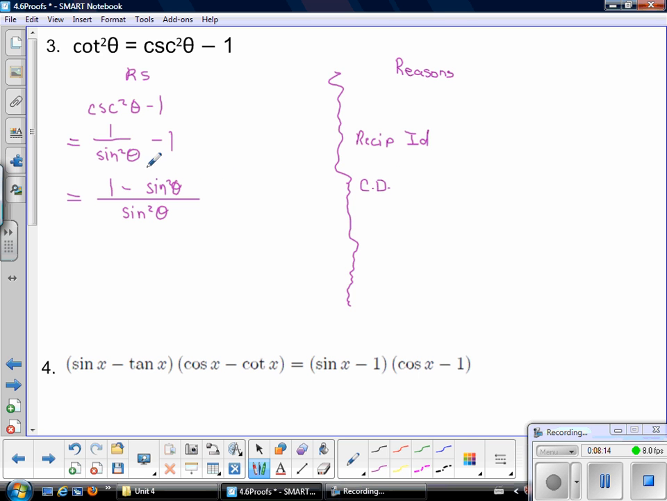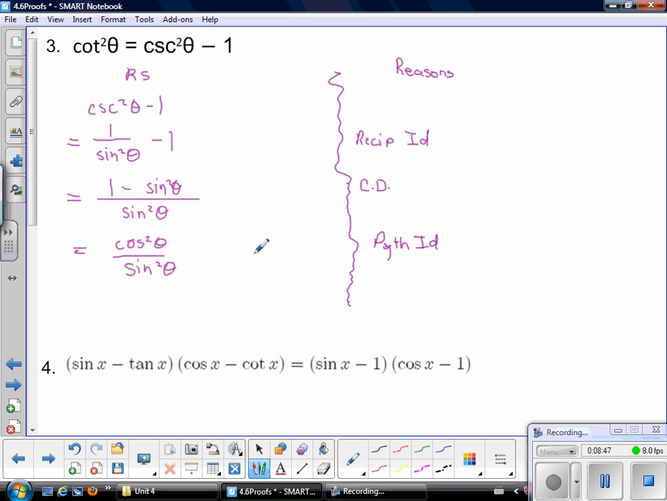I recognize this as being cos squared theta. So over here, I am going to put the Pythagorean identity. Now, what do we do with this?